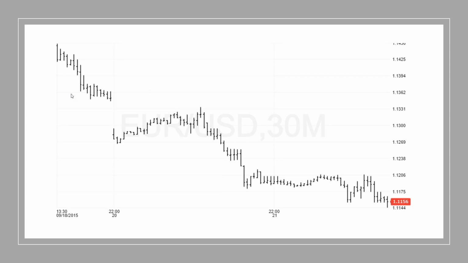So each one of these little doohickeys is called a bar. Each one of these gives us 4 pieces of information. It gives us the open, the high, the low, and the close for that period. So this means every 30 minutes, we're putting a line on this chart that gives us the open, the high, the low, and the close for that 30-minute period.